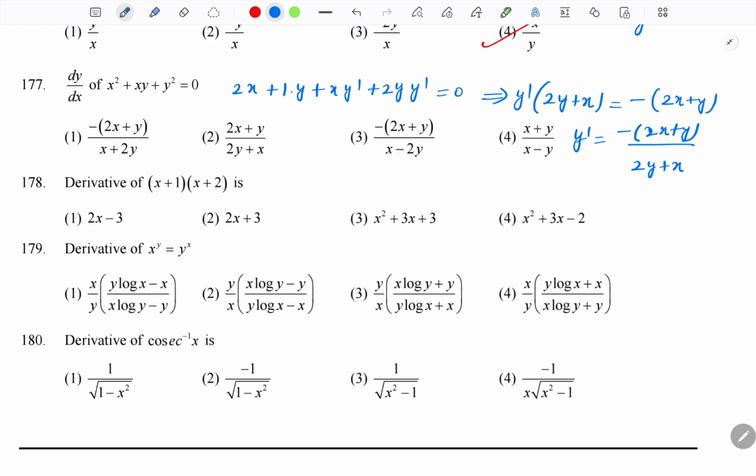Then what is the correct expression here? x plus 2y or y plus 2x, both will be the same. It's not a matter. Here x plus 2y. So which one is correct? Minus of 2x plus y. So option number 1, students.